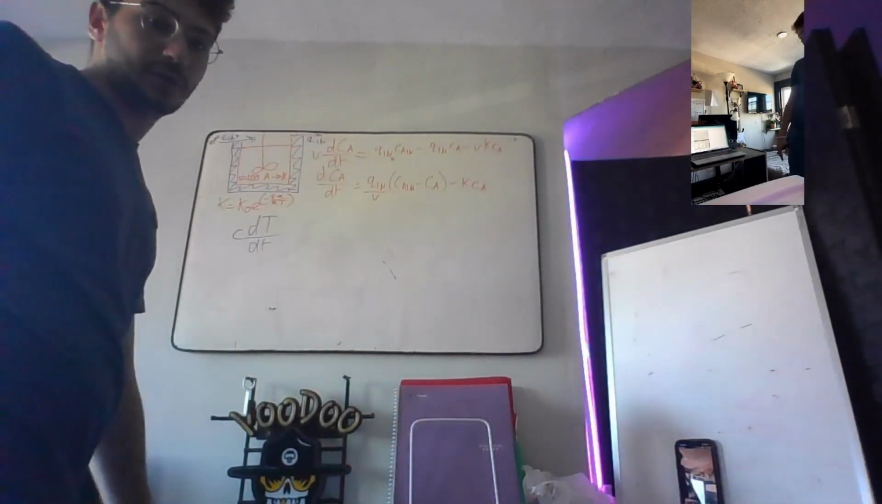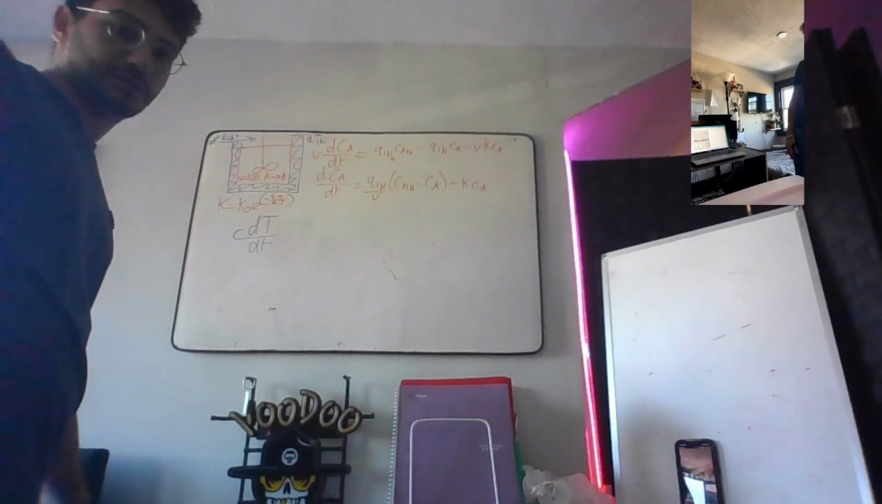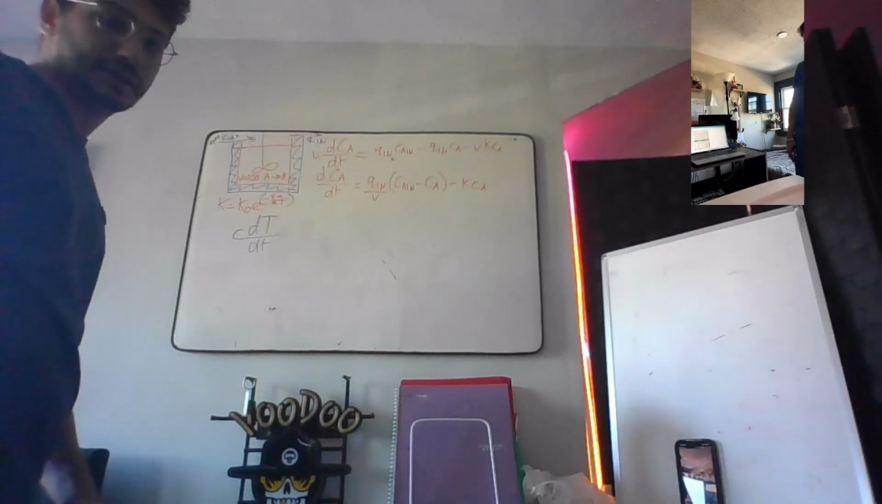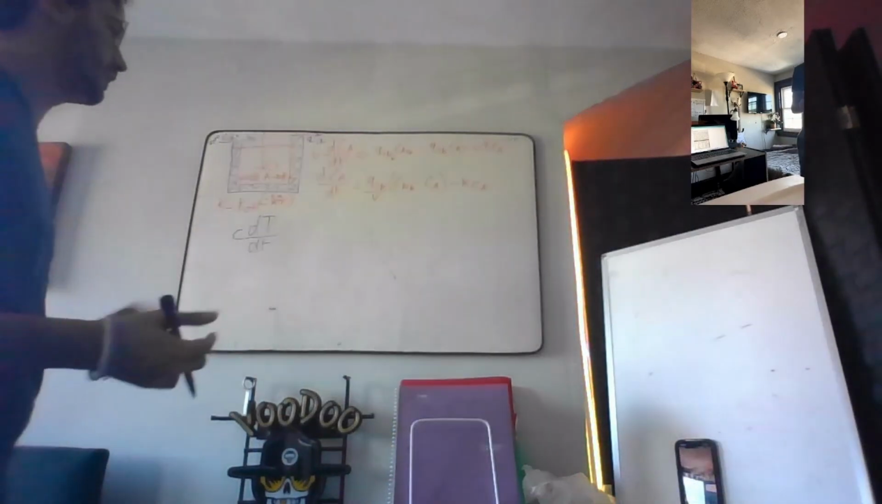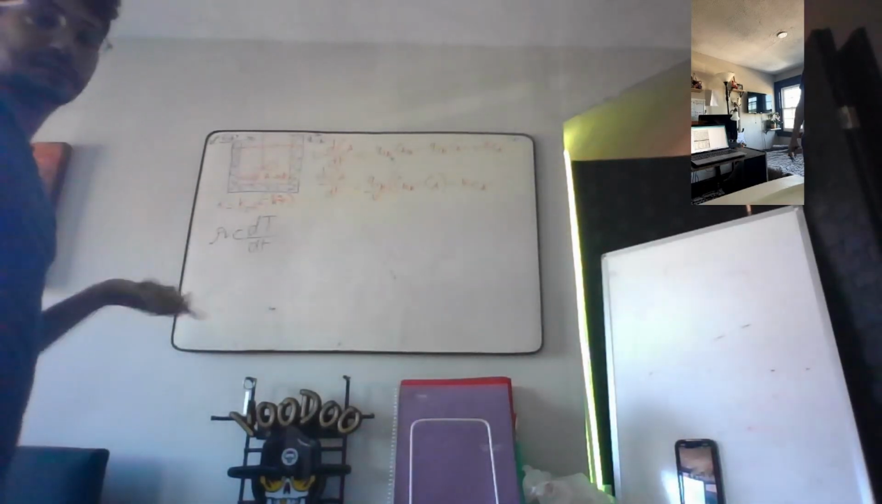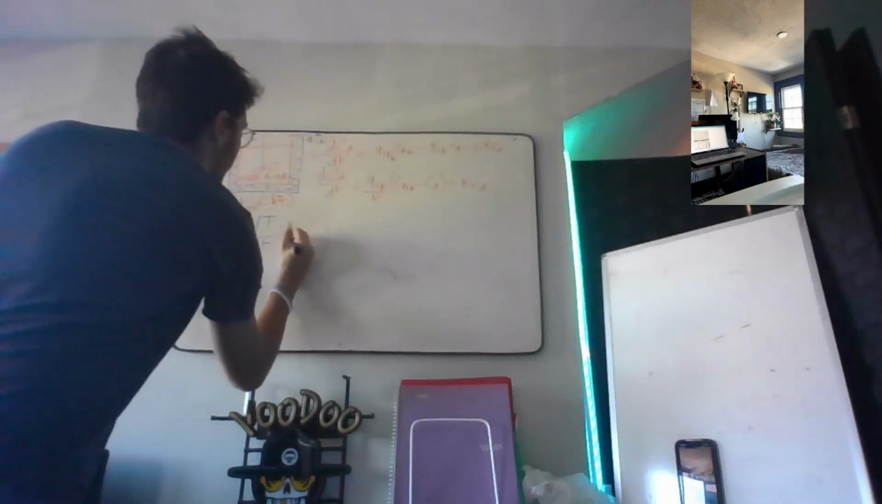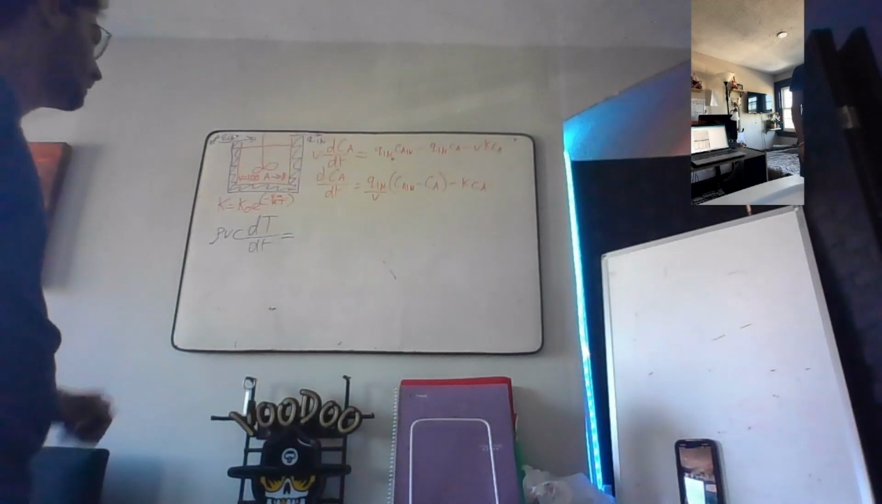However, we don't have our mass. But we do have our density rho, right? So we can go ahead and use that to find our mass, as density times V gives us our mass. So this is MC delta T, right? So we have our left side, and now we have to figure out this right hand side, right? So what will this be?